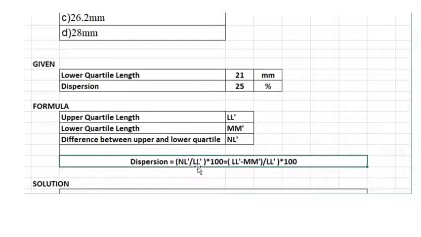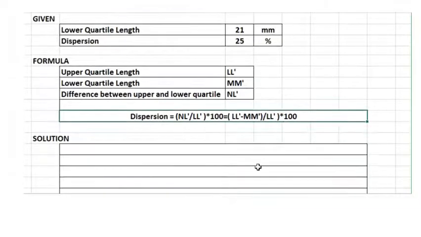NL dash by LL dash into 100. So the difference between upper and lower quartile expressed as a percentage of upper quartile length is your dispersion. So we know NL dash is nothing but your LL dash minus MM dash divided by LL dash into 100. So this is the formula that we have from the sorted diagram analysis. Next we'll go into the solution.